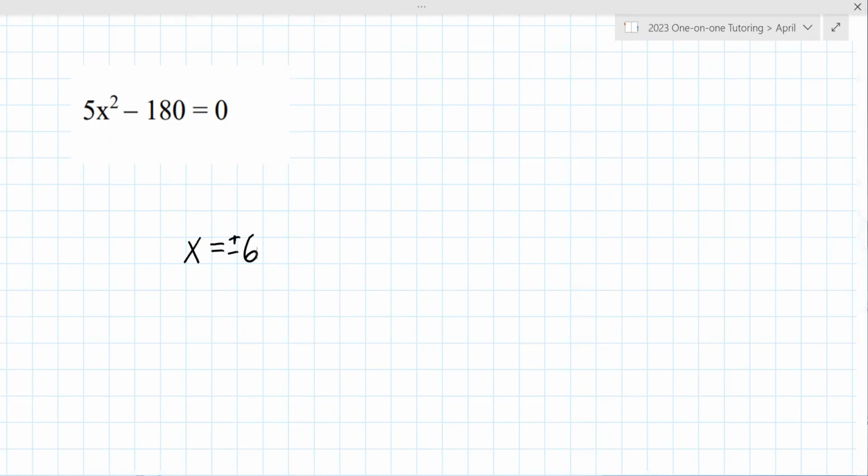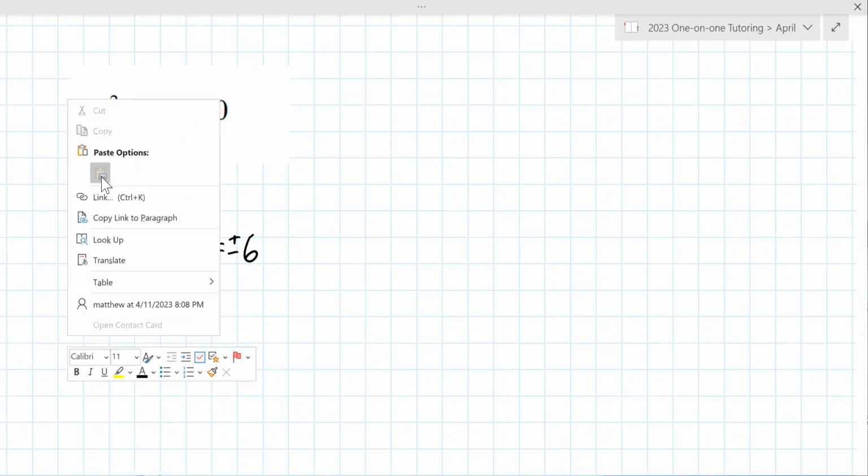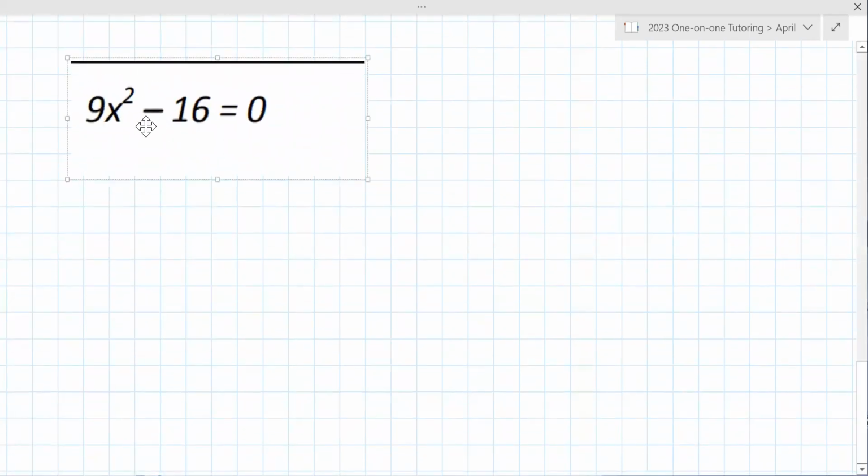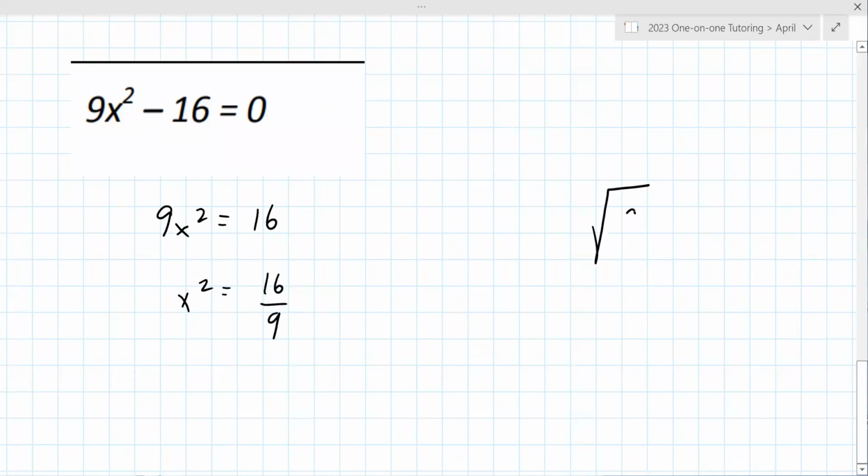Here's another type of problem that you might see. Let me snip this in. All right. So this problem here, when you isolate x squared, you add 16 to both sides, you divide by 9. Now, when you take a square root, you have to remember that you can take the square root of a fraction. You take the square root of the top, and the square root of the bottom.